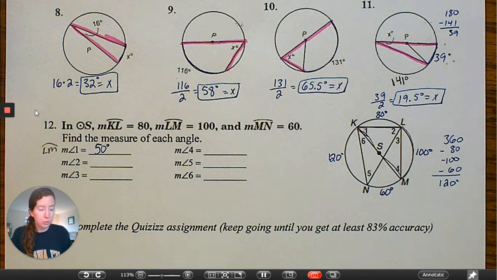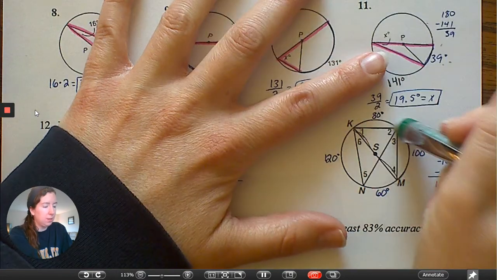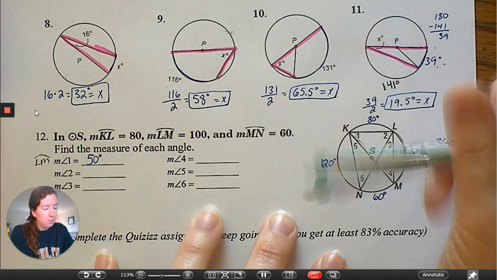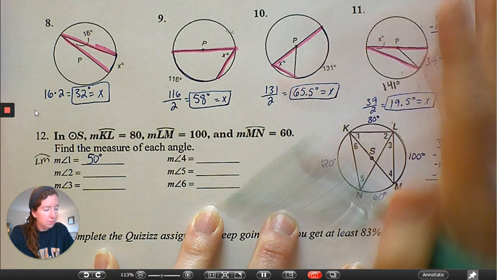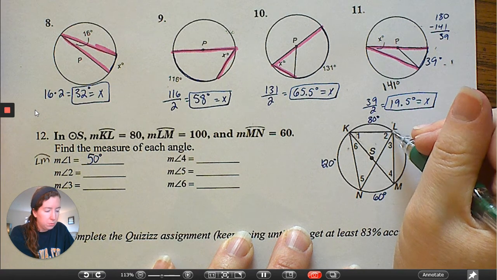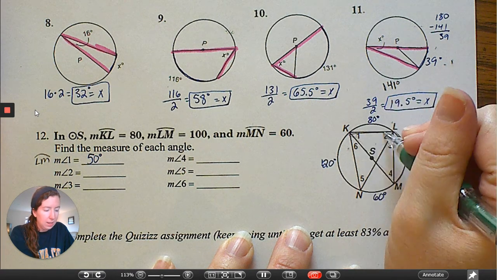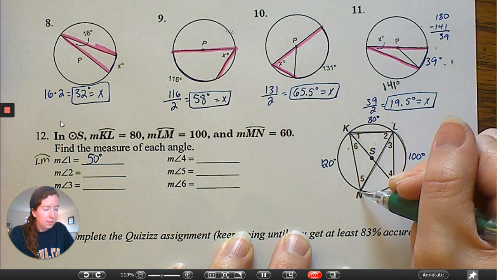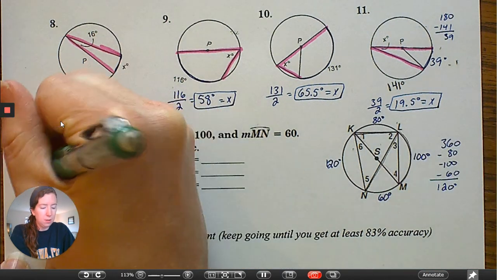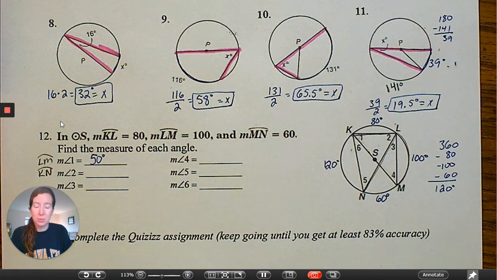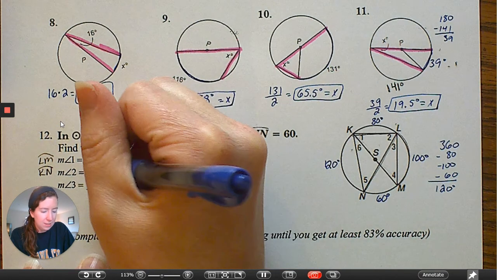Now, angle 2 is up here. It starts at the vertex of L. If I trace it out, 2 goes over here to K, and then it goes down here to N. So it intercepts arc KN. Arc KN is 120. I knew I needed that for something. Half of 120 is 60 degrees.